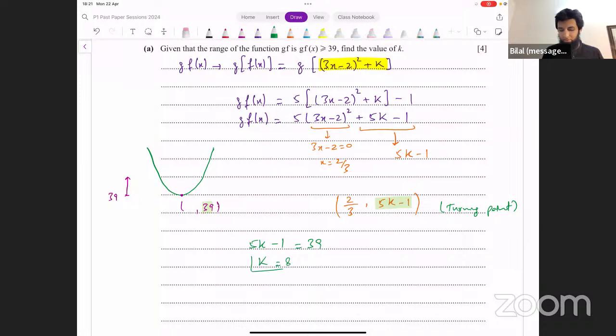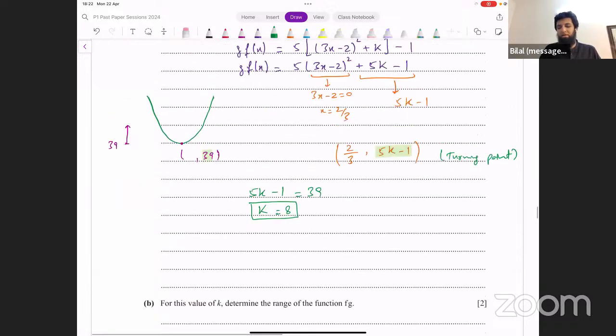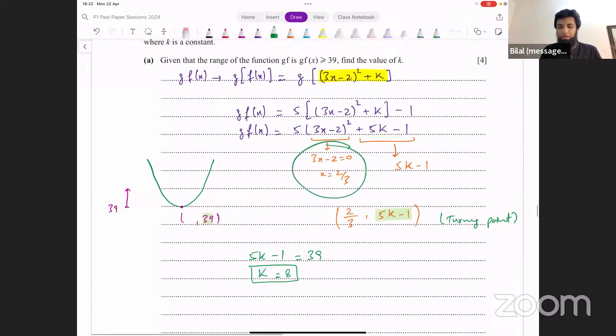Okay, yes, Batul. So why did we equate 3x minus 2 to 0? To find the x coordinate of the turning point. We don't need that here, but in case we need that later on at some point, I'm just writing that down here. It's not needed here. It's not required here. It's just something extra that I'm writing here. So why didn't we just equate the entire g of x greater than 39, and then solve it?